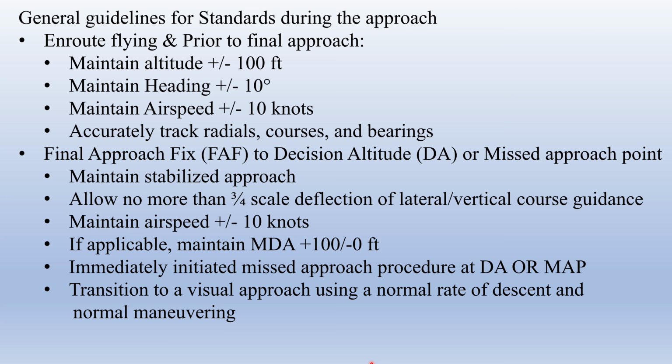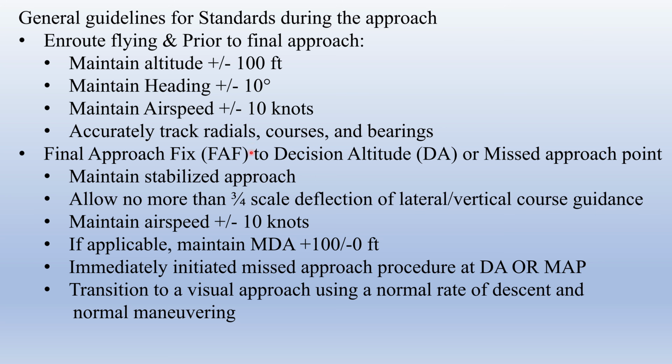As far as the standards go for the ride, we've talked about them as we've done each approach. So each approach has its own standards, but the general guidelines for the entire check ride are that during en route flying and prior to your final approach fix on an approach, you maintain your altitude plus or minus 100 feet, maintain your heading plus or minus 10 degrees, maintain your airspeed plus or minus 10 knots, and accurately track radials, courses, and bearings. This generally means not letting the course deviation indicator go to full scale deflection, or if you're using a bearing pointer for something like an ADF, making sure it doesn't go any more than 10 degrees off the intended course.